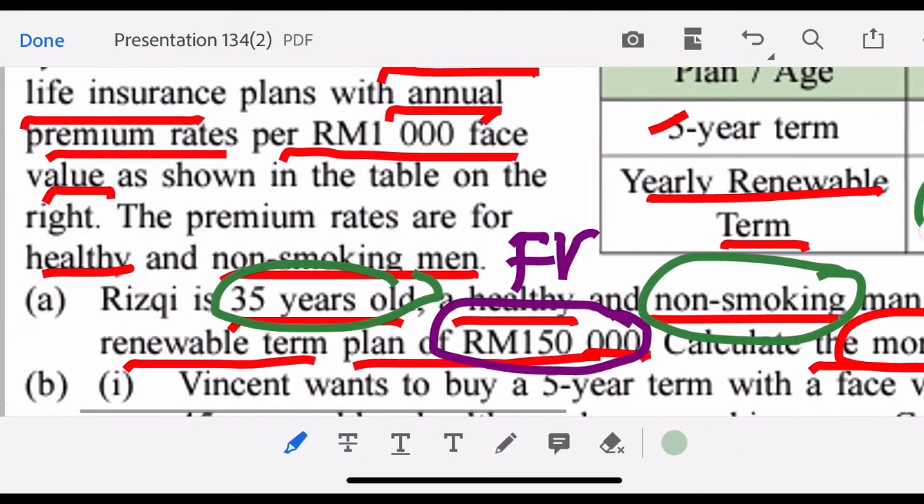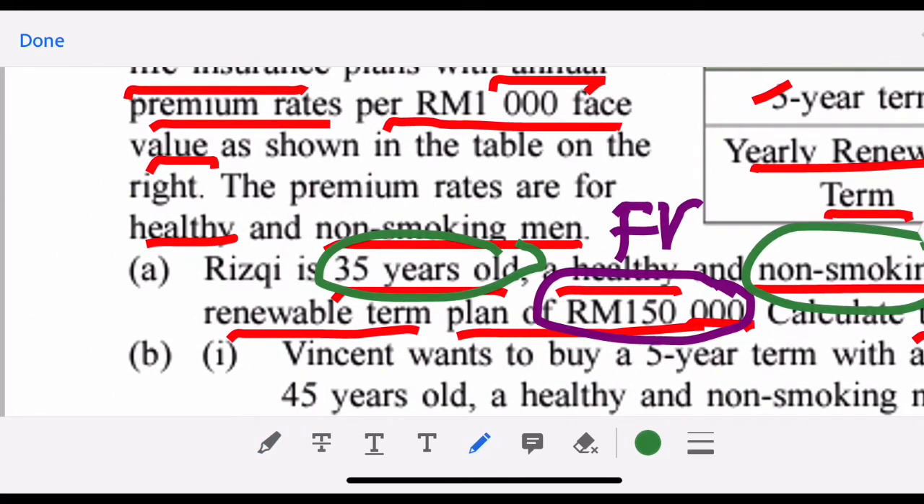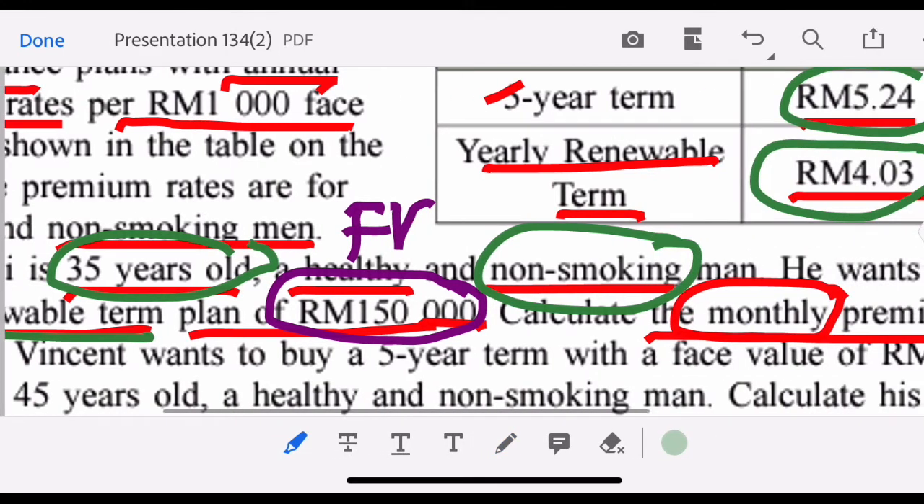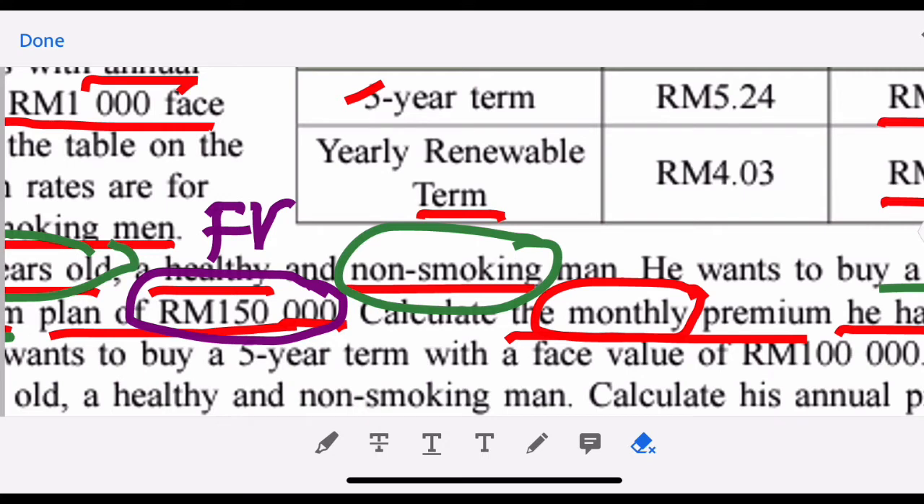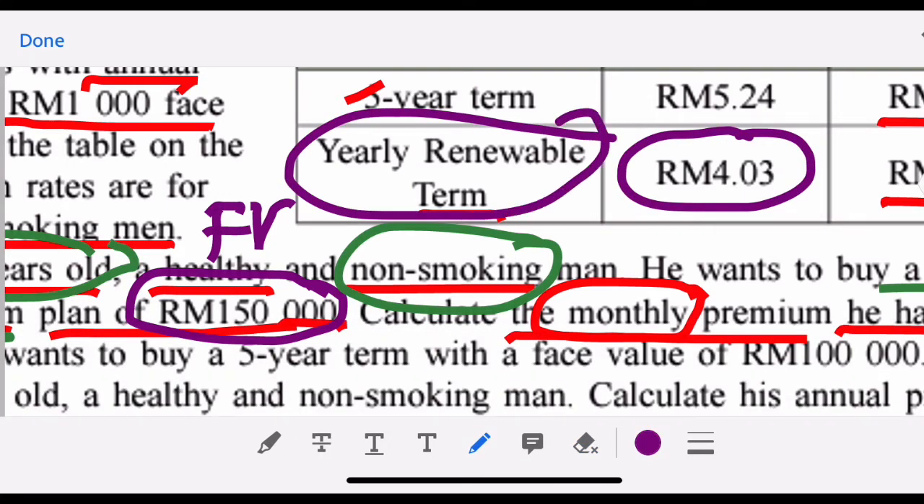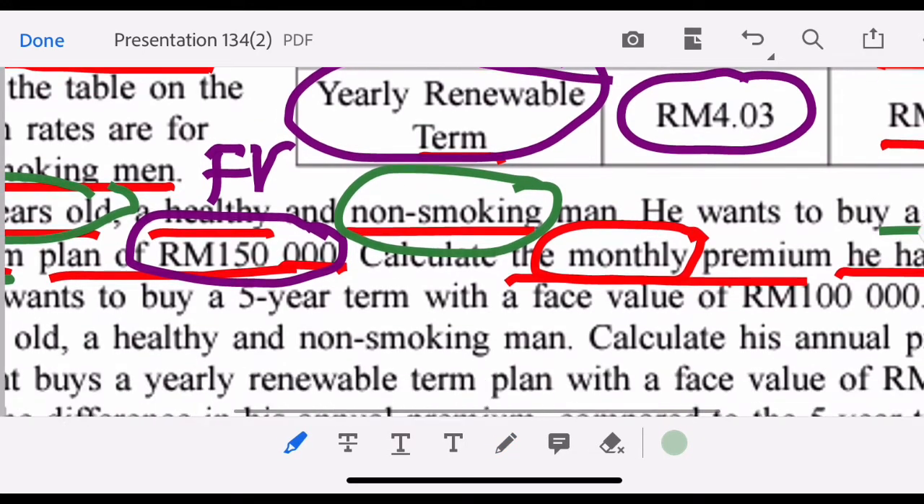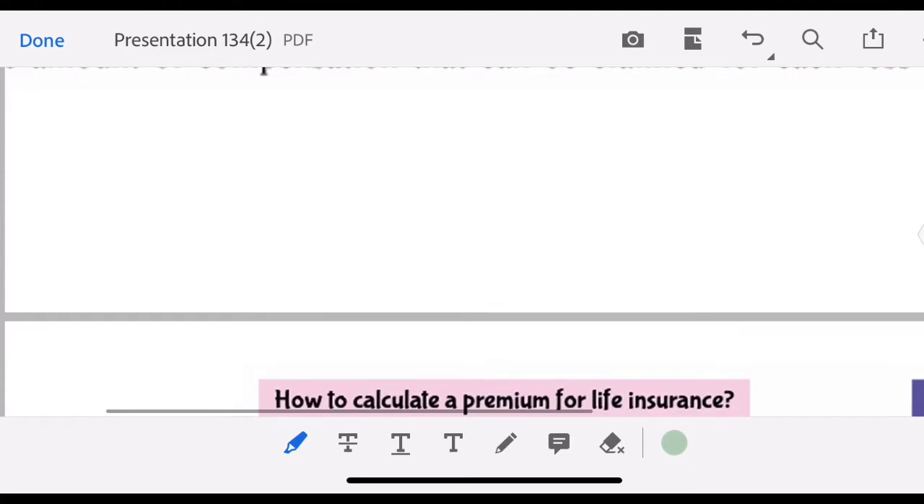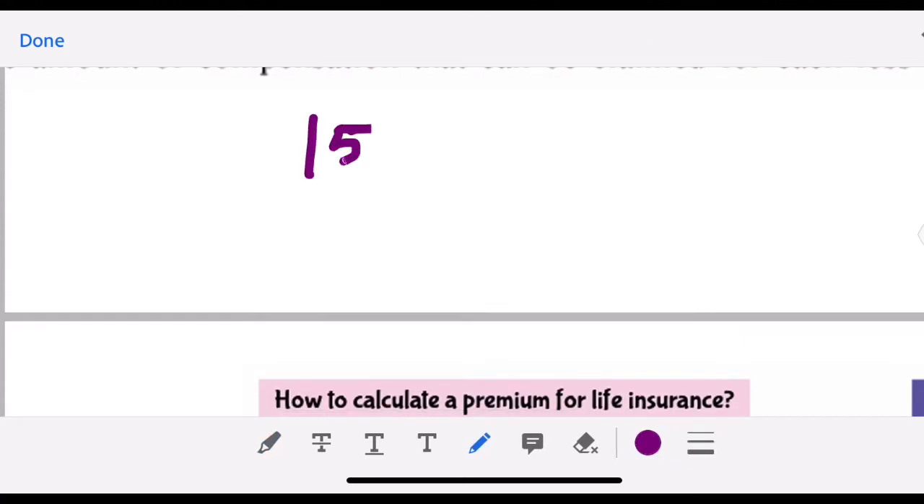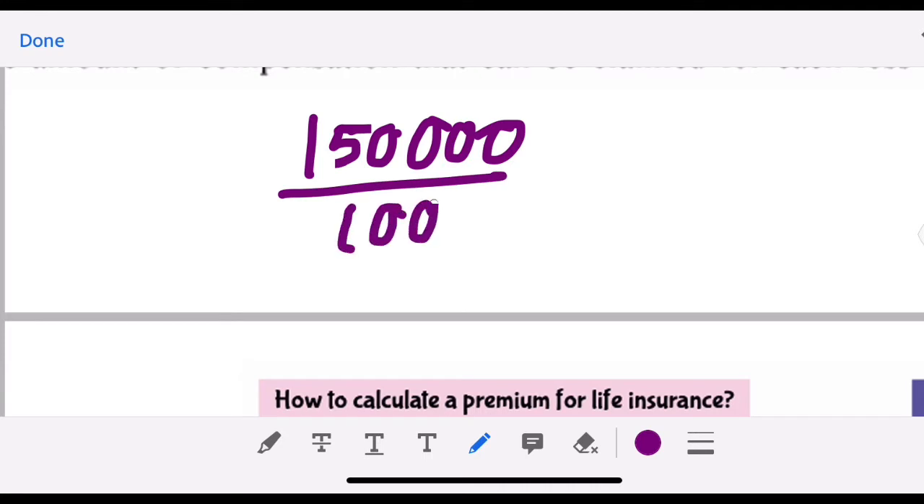So he wants to buy a yearly renewable term. So meaning that we will choose this one. Let me circle it. We will choose this one, yearly renewable term every year. So the rate is 4.03, and then the face value is 150,000 per 1,000, right?